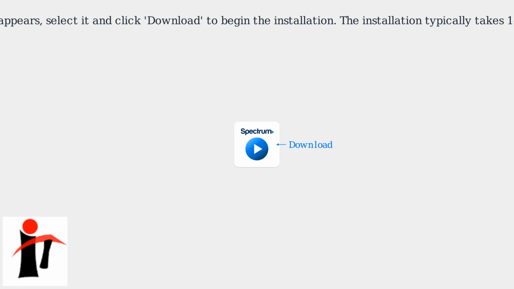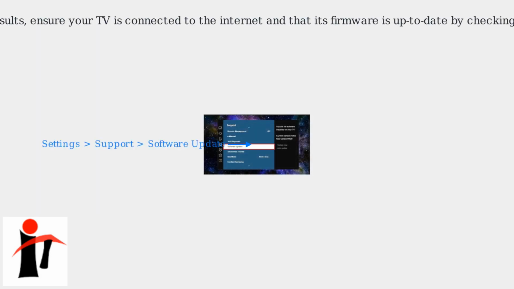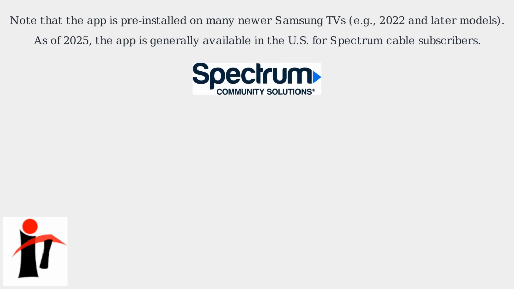The installation typically takes 1 to 2 minutes. If the app does not appear in the search results, ensure your TV is connected to the internet and that its firmware is up to date by checking Settings, Support, Software Update. Note that the app is pre-installed on many newer Samsung TVs, e.g. 22 and later models. As of 2025, the app is generally available in the US for Spectrum cable subscribers.